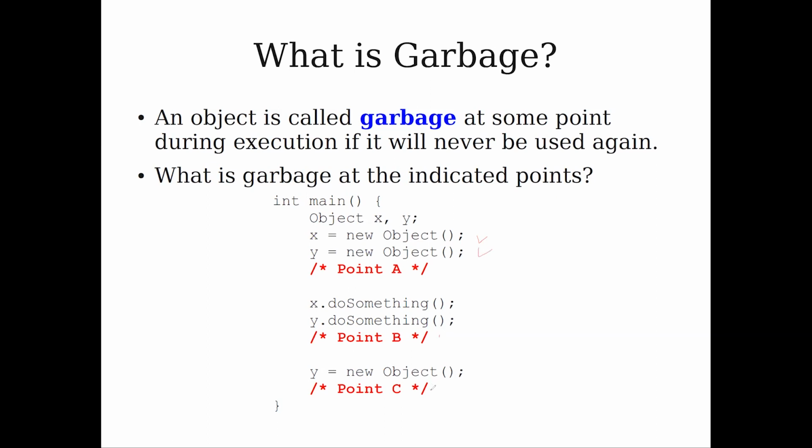What about point C? Assuming this is my full program, all three objects are garbage. Depending on which point the garbage collector runs, if it runs here, it will not collect any garbage. And assuming we have a very ideal garbage collector, if it runs here for the first time, then it will collect three objects.